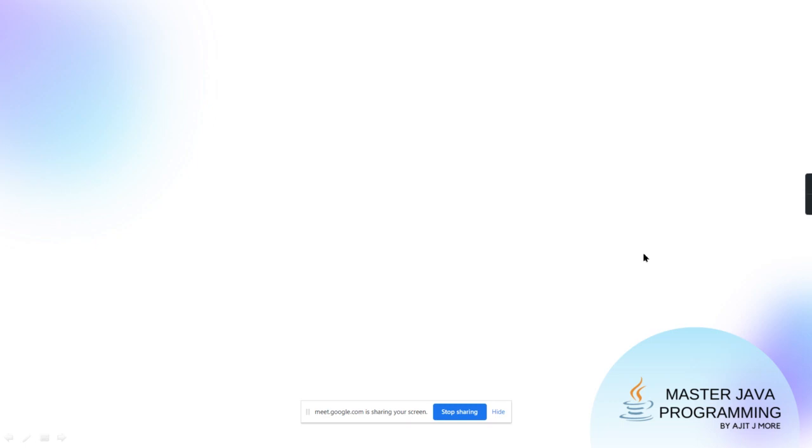After a very big gap, we are again starting with our Java classes. So let's continue. Today we are going to discuss one topic called data types, and we will discuss all the data types which Java has provided. Then we continue with the next things.